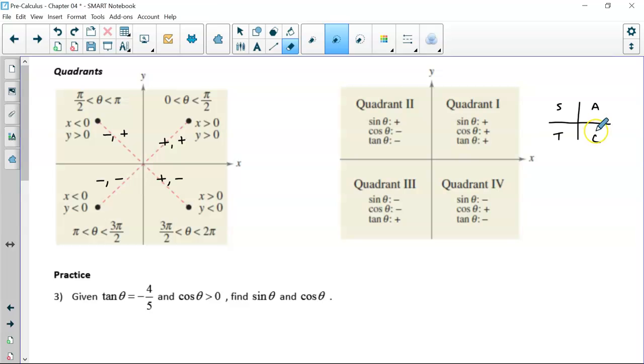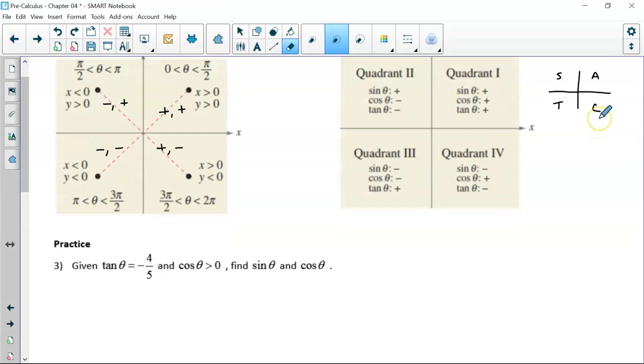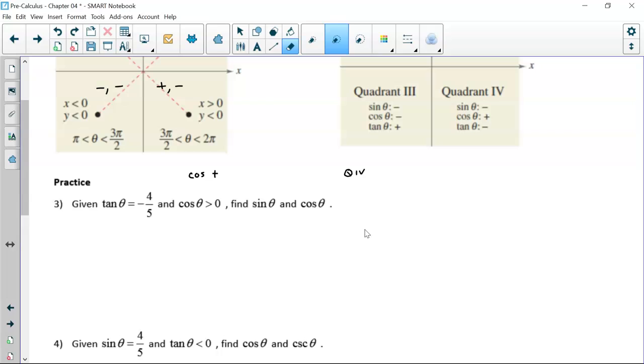Now we're going to use that right down here. Given that tangent is negative 4 over 5, and that cosine is greater than 0. So that's telling us that cosine is positive and tangent is negative. The only quadrant where cosine is the only one that's positive is quadrant 4. So they're telling us to draw our triangle in quadrant 4. And that's what I'm going to do first.